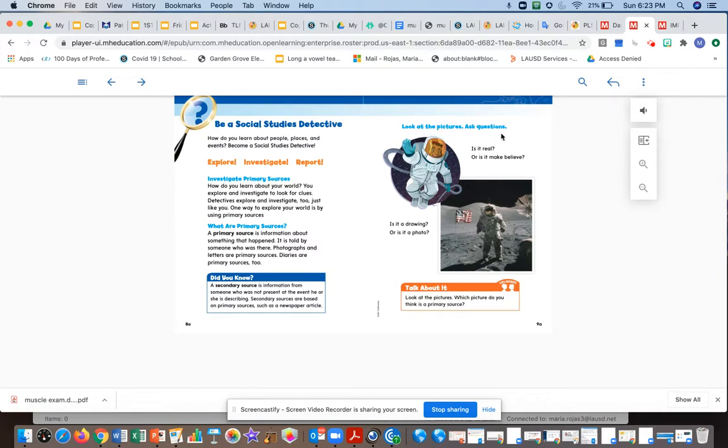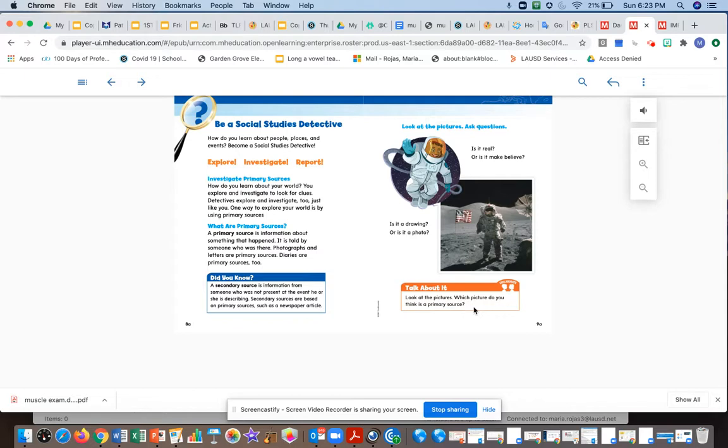Let's look at the pictures and ask the question: is it real or is it make believe? Is it a drawing or is it a photo? Hmm. Let's talk about it. Look at the picture. Which picture do you think is a primary source?